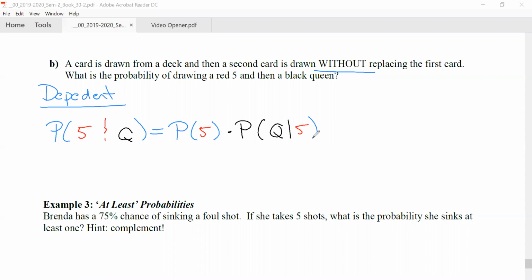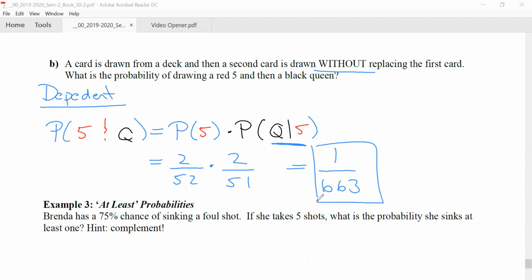Did I really need to write that down? In 30-2, the answer is probably no, but I am always going to request that you do it. What's the probability I get a red 5? Well, there's 2 of them out of 52. What's the probability that I get a black queen? There's 2 black queens, but now I need to remember this is a dependent event. I've already pulled a 5, so there's only 51 cards left to select from. Put that in my calculator, and I get 1 over 663. That's a really small probability. Again, always leave things in fractions unless you have been given rounding instructions.